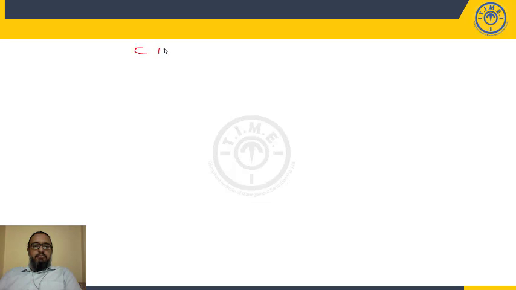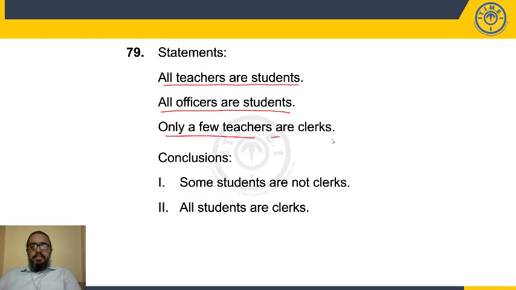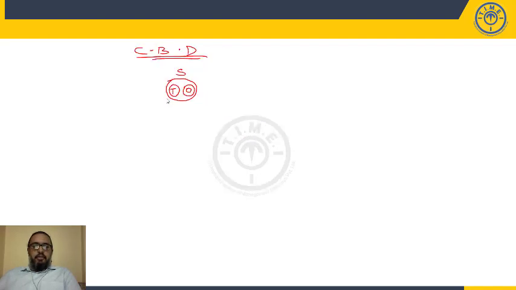Okay. So again, we draw the combined basic diagram. All the teachers are students. Then all officers are students. Okay. So that is a separate circle. All officers are students. Then only a few teachers are clerks. Okay. It says only a few teachers are clerks. Okay. So this is the combined basic diagram.